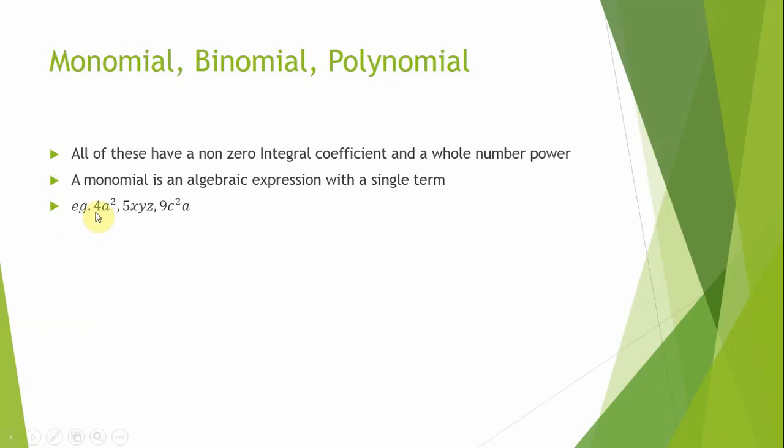So the coefficient here in the first monomial is 4, the second one is 5, and third one it's 9. And the powers of the variables are 2, 1, 1, 1 here, 2 here, and 1 here. Note that the powers are not fractions or decimals, so they are whole numbers. So that means it can be 0, 1, 2, 3, 4, and so on.